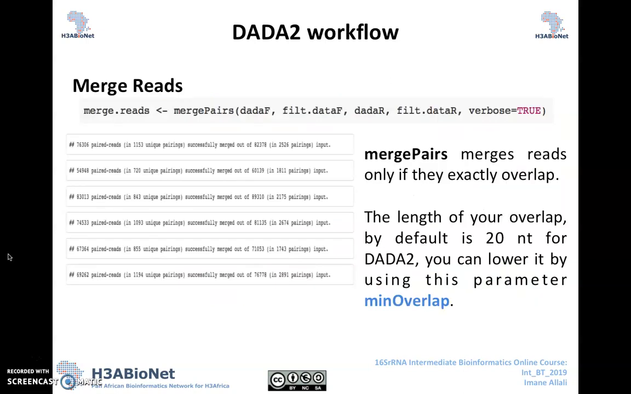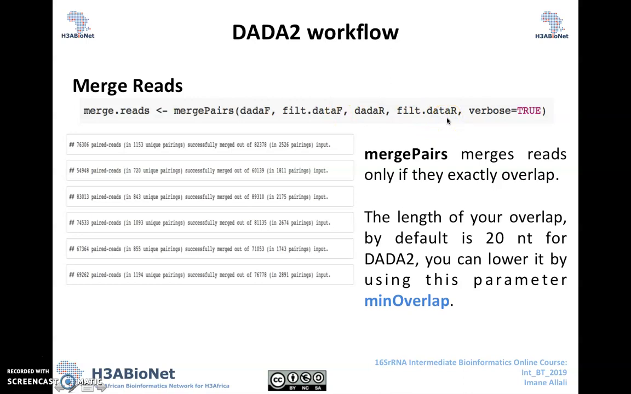So now that we have successfully denoised all of our forward and reverse reads in the sample inference step, and we have taken all of the possible errors into account, we can actually merge all of them using the command mergePairs. So you supply the data sequences here. We have dadaF and dadaR for the forward and reverse reads, and the filtered reads for the forward and reverse reads, which are filtF and filtR.